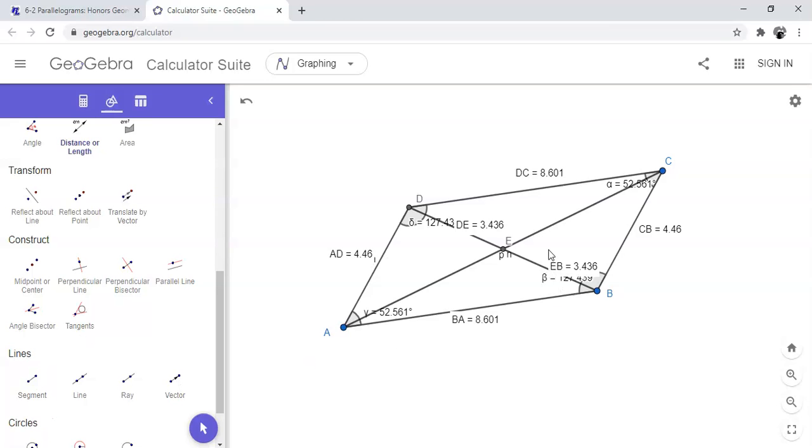So again, we have opposite sides parallel, opposite sides congruent, the opposite angles congruent, the consecutive angles supplementary. We have one diagonal cuts the parallelogram into two congruent triangles, and we have that the diagonals are going to bisect each other.